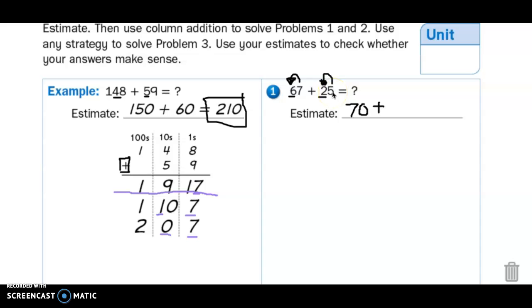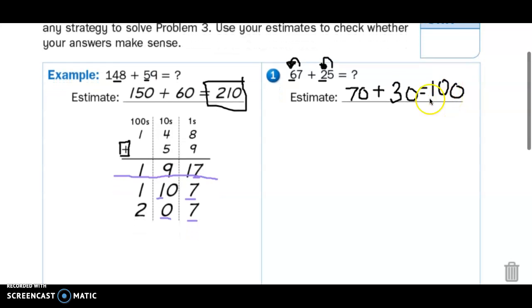Well, my 5, again, is 5 or more, so I raise the score. The 2 has to become 1 more to make it a 3, and anything after becomes a 0. What is 70 plus 30? I know that 7 plus 3 is 10, and add that 0 that they both have in the end, so it becomes 100. It means my answer is going to be about 100. Let's solve it together. 67 plus 25. Again, I put my largest number on top always.